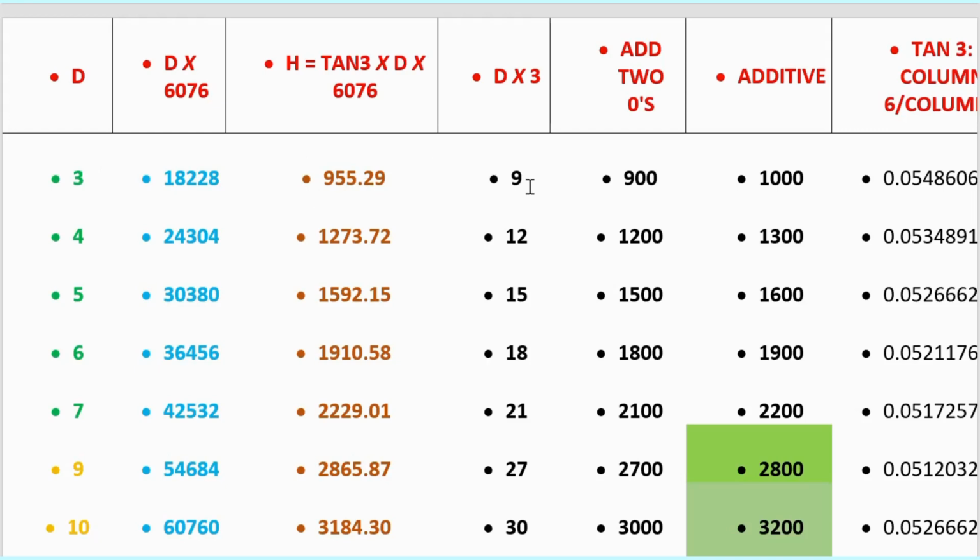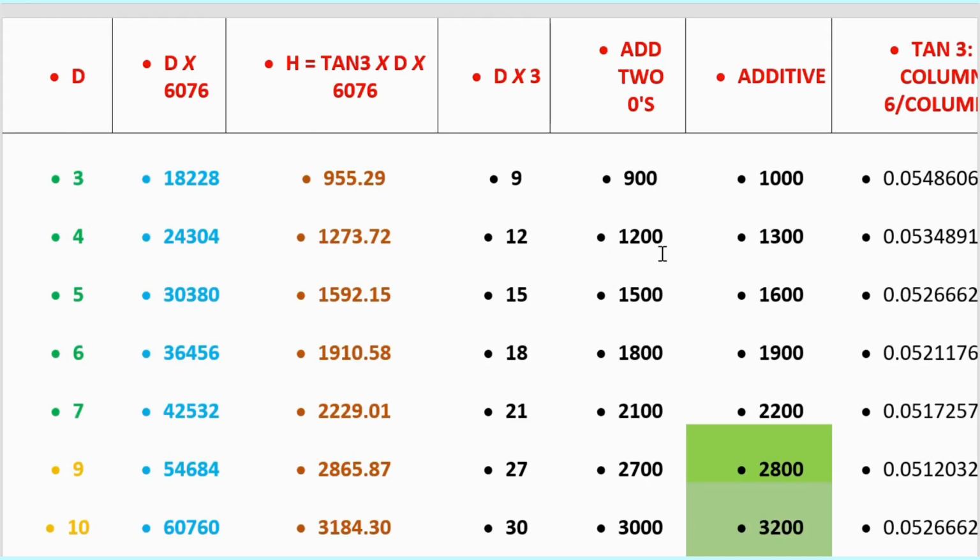Now the people who have actually come up with this saw a pattern, which I'm trying to show you here. If you take these values, which you get by multiplying the distance in nautical miles by 3, you get all these values here. Then you can add 2 zeros to make them into hundreds. So 3 times 3 is 9, with 2 zeros added will be 900. 4 times 3 is 12, with 2 zeros added will be 1200, and so on and so forth, if you can see what I'm doing here.